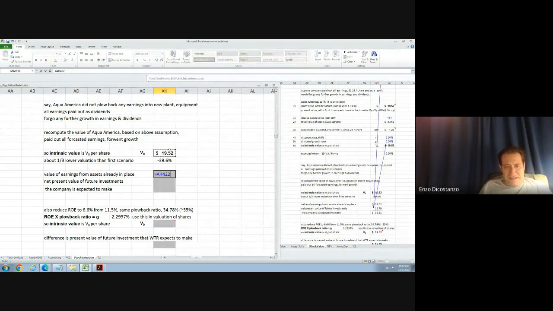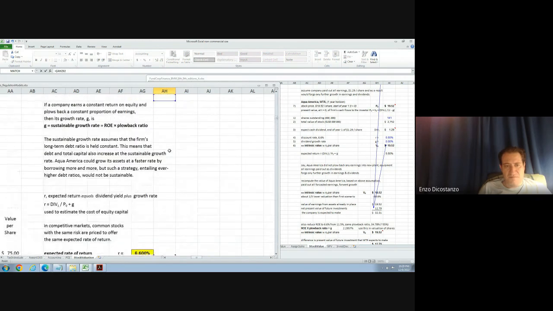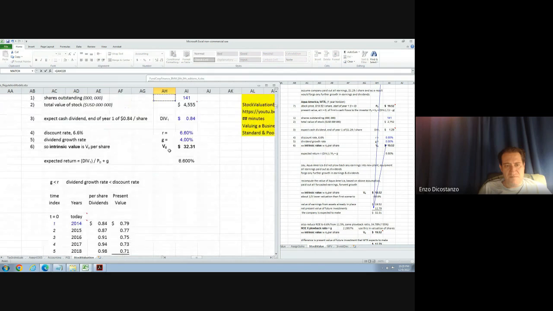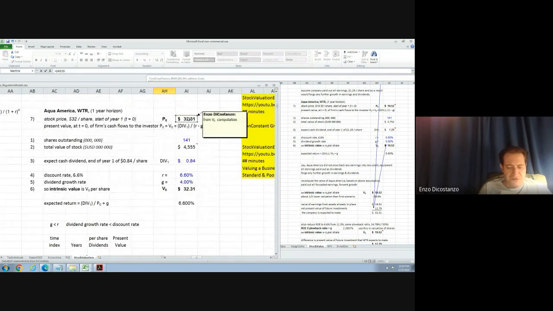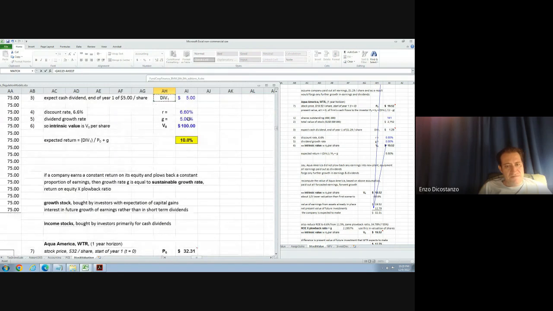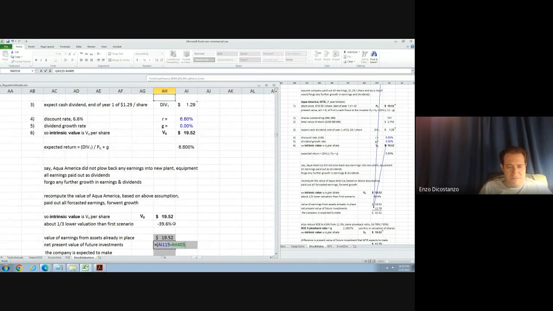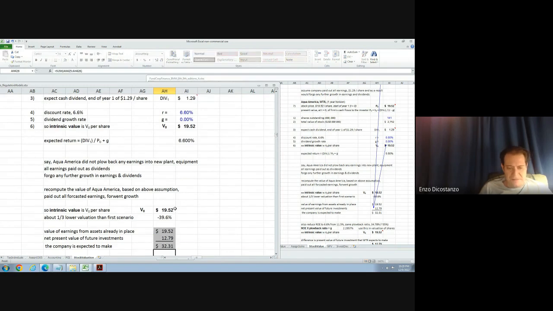So this is simply that 19.52. This equals 32 minus the 19, and then you sum these. And that gives you your 32.